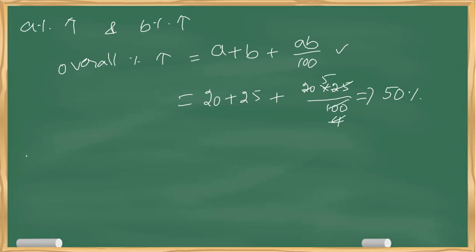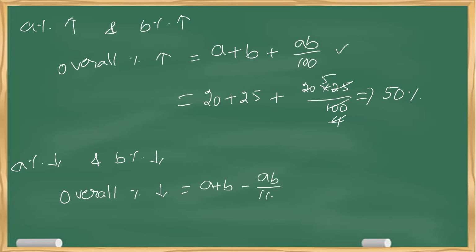Now this is to the increments. Now the same thing, percentage decreased, a percentage decreased and b percentage decreased. Then overall percentage decreased is equal to a plus b minus ab by 100. Am I clear? So again the same thing. So how this is correct? Okay, fine, we'll take an example also, no issues.